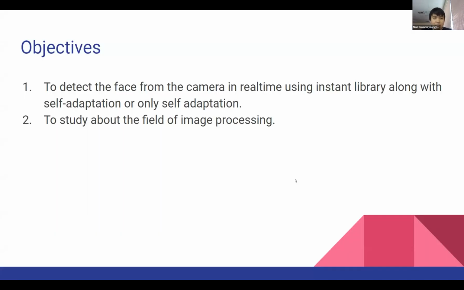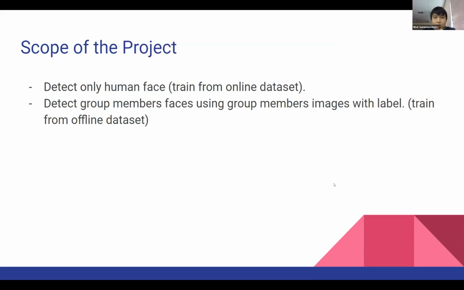The objective of this project is to detect the face from the camera in real time and to study the field of image processing. The scope of the project is, one, detect only human faces, which is trained from an online dataset. And another one is detecting group member faces using group member images with labels, which is trained from an offline dataset.